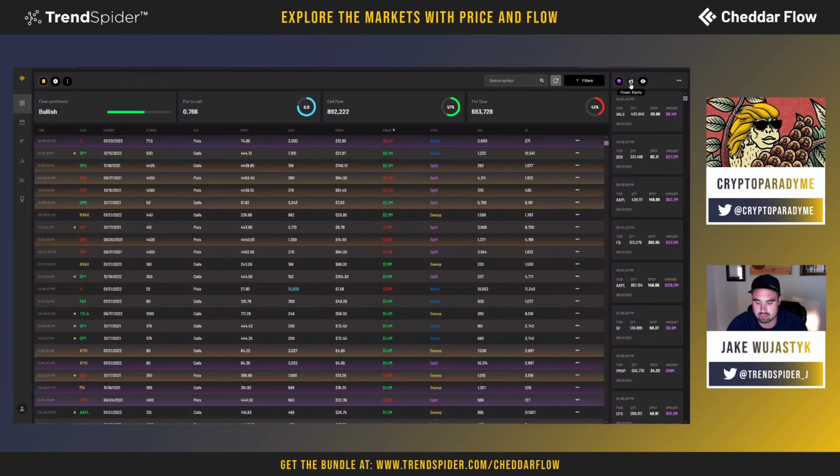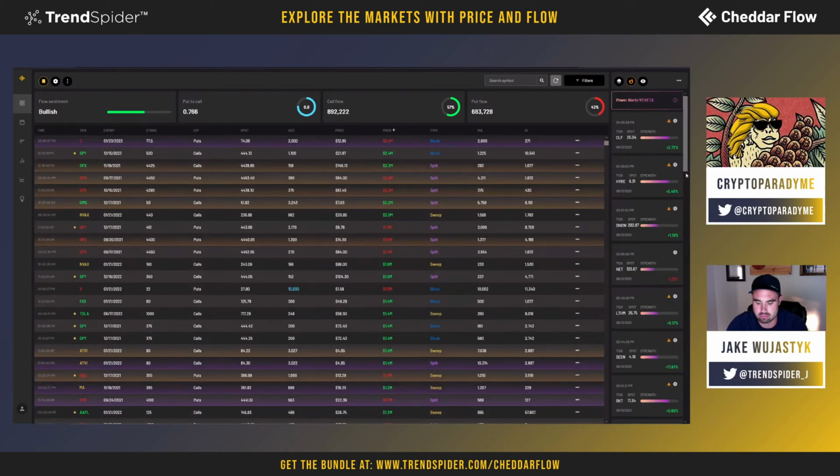And then, of course, Cheddar Flow has these power alerts. Cheddar Flow has been experimenting with these power alerts for a while now, but they've really upgraded them lately. It used to just show the ticker and the strength of the flow that it's seeing today, and that was it. But they recently added some upgrades that are really cool.